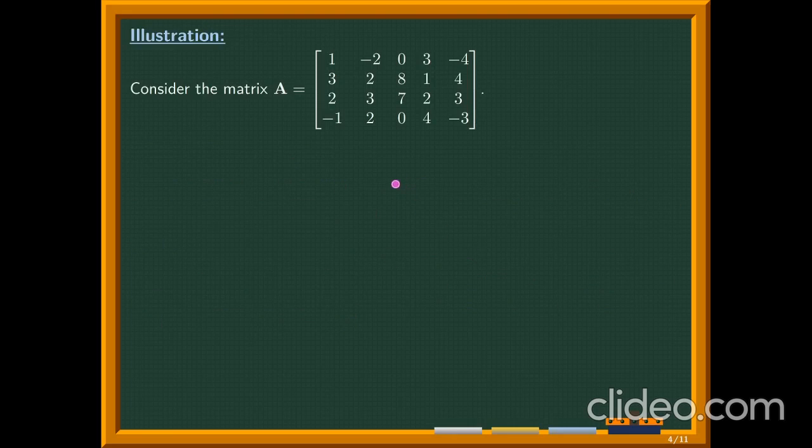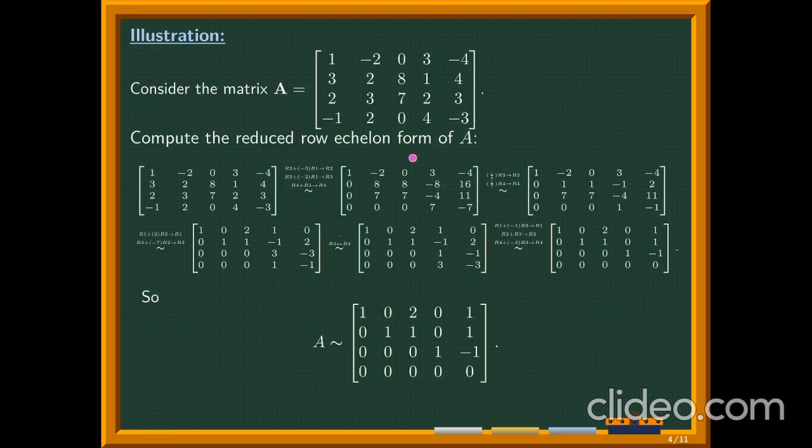To illustrate, consider the matrix A as shown. So we compute the reduced row echelon form of the matrix. After performing these elementary row operations, we find that this matrix in reduced row echelon form is row equivalent to A. Now this matrix has 3 non-zero rows. So from this we see that the row rank of matrix A is 3.